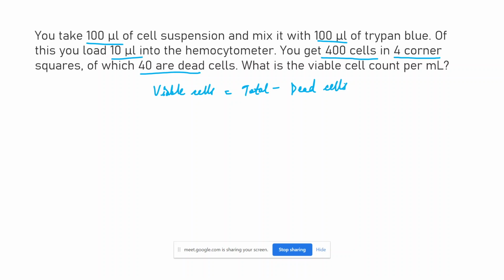So you have to determine the viable cell count per ml. This 400 minus 40, 360, will just be the total number of viable cells in the 4 squares. But that is not going to tell you the viable cell count per ml. For that, you have to calculate the dilution factor and the average number of viable cells per square, and after that, at the end, you will calculate the viable cell count per ml.